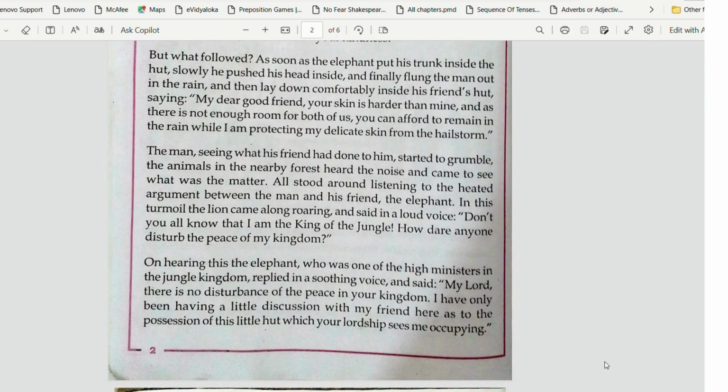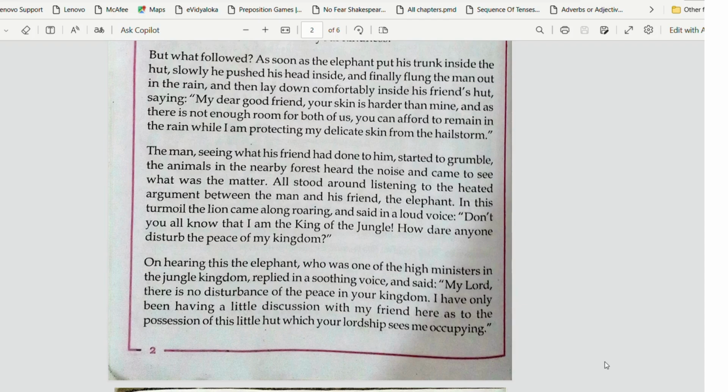The man obviously was very sad and he started to grumble. The animals in the nearby forest just came listening to the noise to see what was the matter. And all stood around listening to the argument between the man and his friend, that is the elephant. So in that confusion, the lion came roaring and he started shouting at everyone, "Don't you know that I am the king of the jungle? And how dare you disturb the peace of my kingdom?"